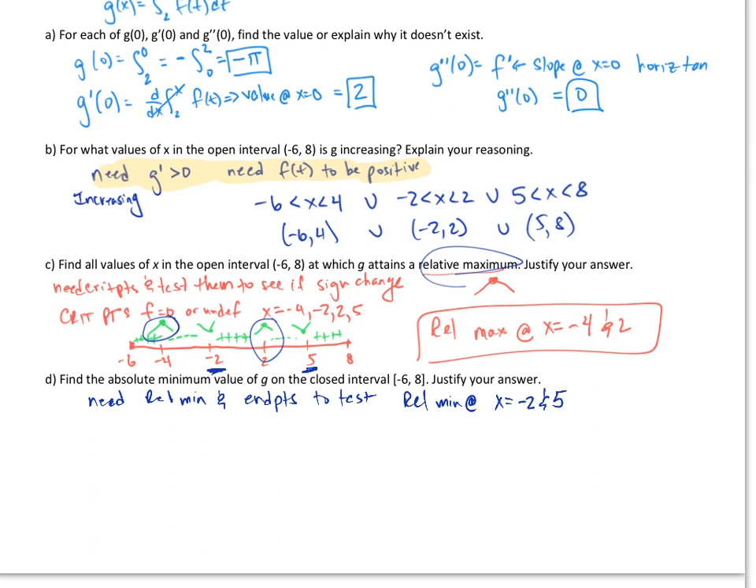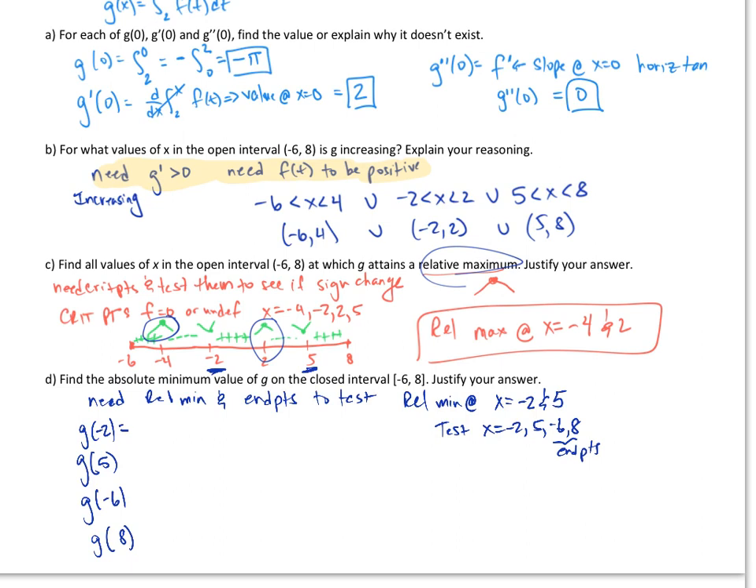So that means I need to test x equals -2, 5, -6, and 8. These are the endpoints. And how do I test them? Well, I just put them in the equation. I need g of -2. I need g of 5. I need g of -6, and I need g of 8.